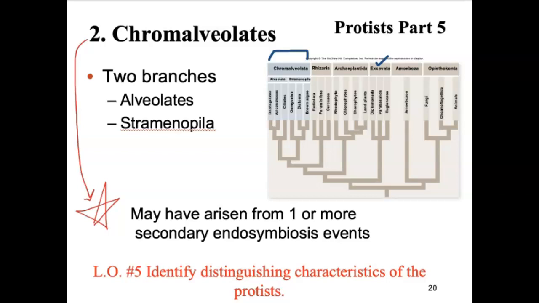Within chromoalveolates, we split down into two branches. As I mentioned in the last lecture, those would be the alveolates and the straminopilla. So we're going to tackle the alveolates first. Just like we did in the other group, we need to ask, what makes you an alveolate? What puts you in this category? And then within the alveolates, we're going to look at the three subcategories and the ecological importance, etc., of those subgroups of alveolates.